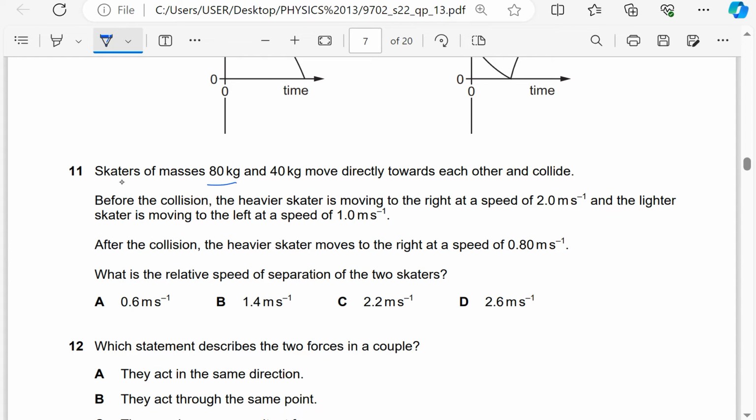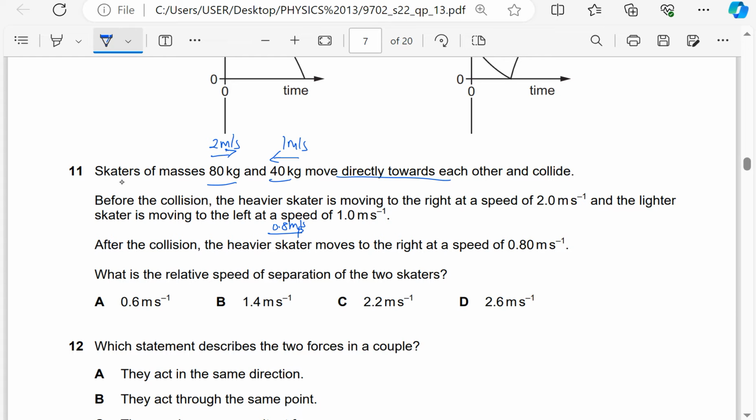Skaters of mass 80 kilograms and 40 kilograms move directly towards each other. Before the collision, the heavier skater is moving to the right, and the other one is moving to the left. The heavier skater moves with a speed of 2 meters per second, and the lighter skater moves to the left with a speed of 1 meter per second. After the collision, the heavier skater again moves to the right with a speed of 0.8 meters per second. What is the relative speed of separation of the two skaters?